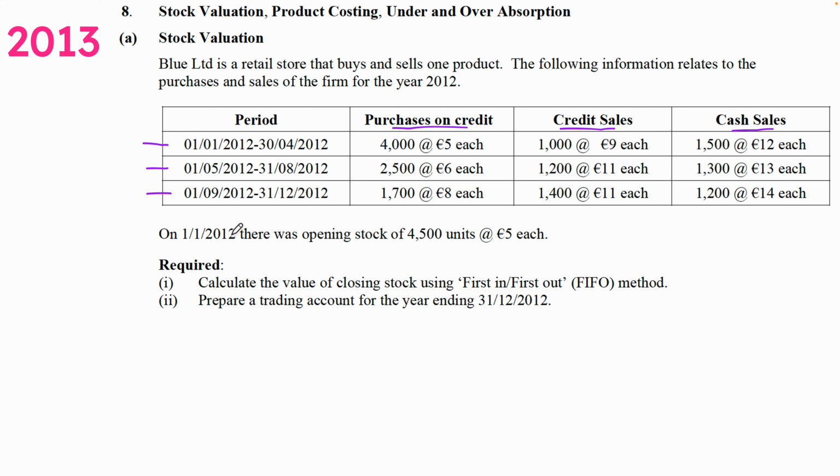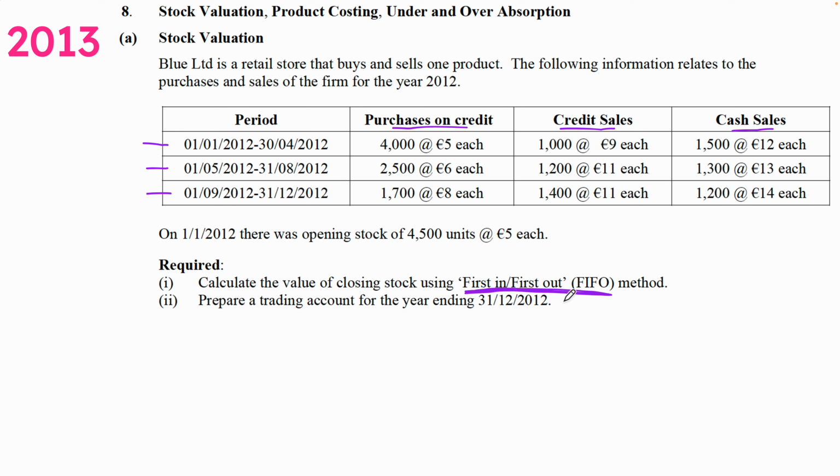Okay, so it says then on the 1st of the 1st, 2012, there was an opening stock of 4,500 units at €5 each. So what is required? So part 1, calculate the value of closing stock using the first in, first out FIFO method. And then part 2, prepare a trading account for the year ending 31st of the 12th, 2012. So the value of closing stock using FIFO.